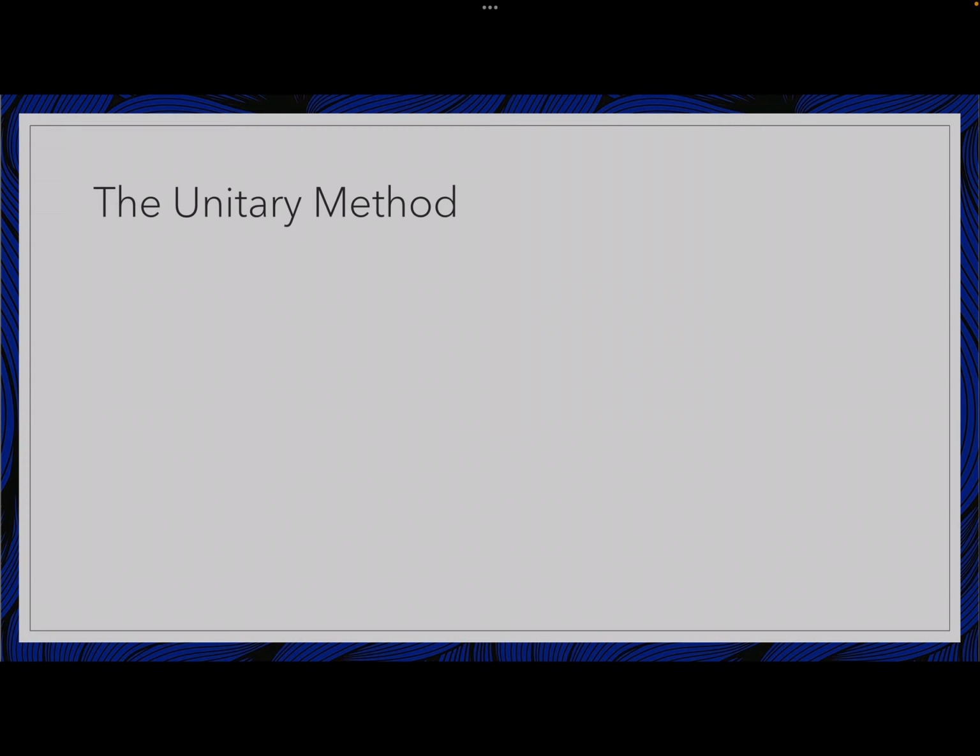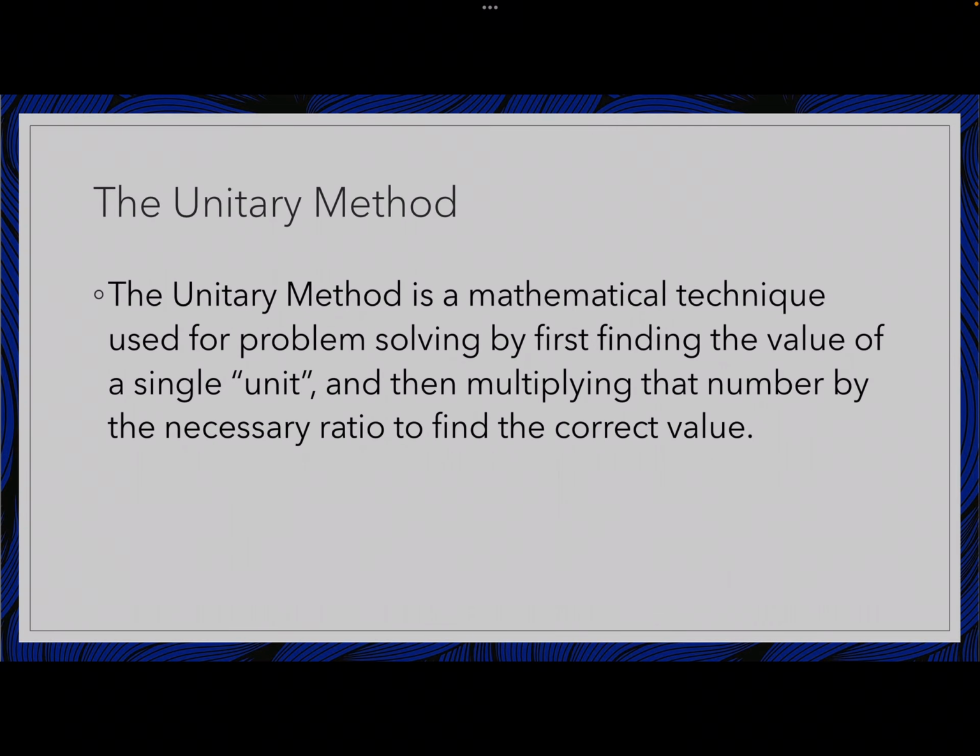Now, those that paid attention in Year 8 maths would know what this is. Basically, it's a mathematical technique used for problem solving by first finding the value of a single quote-unquote unit, and then multiplying that number by the necessary ratio to find the correct value.